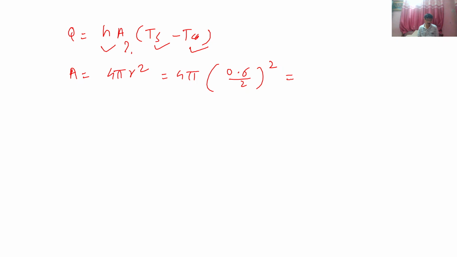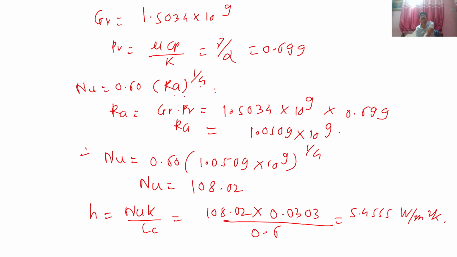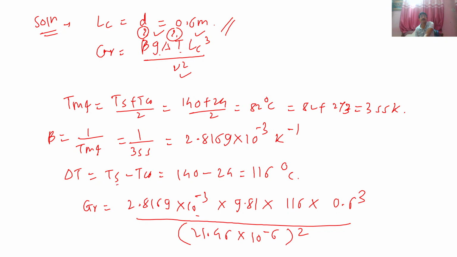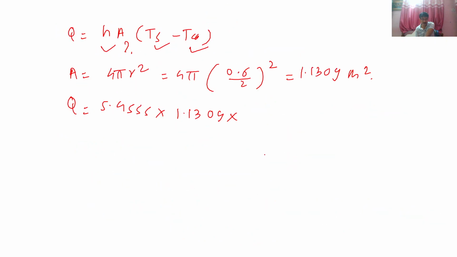4 into pi into, it comes around 1.1309 meter square. Okay, area is this much. Now, if I put this in the formula of Q, how much is the h? 5.4555. Area is 1.1309, and delta T, Ts minus T infinity, is already calculated here. Look here, Ts minus T infinity is 116.